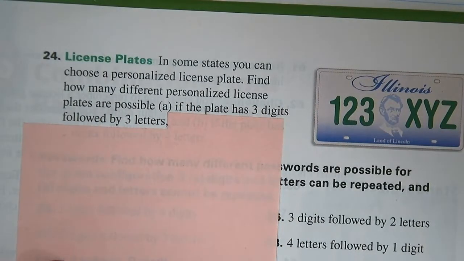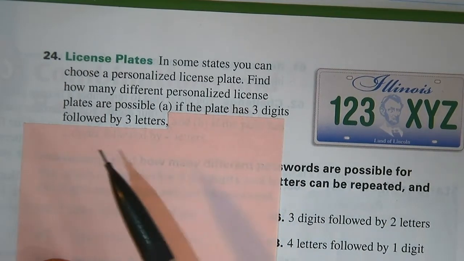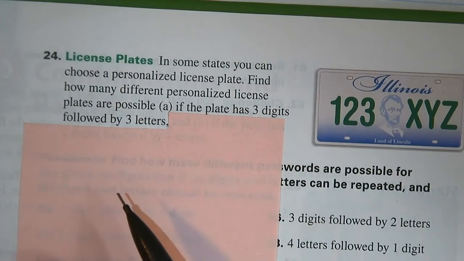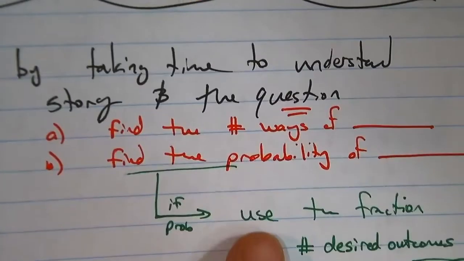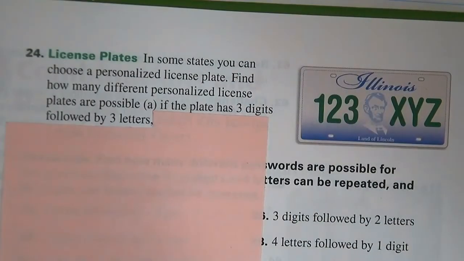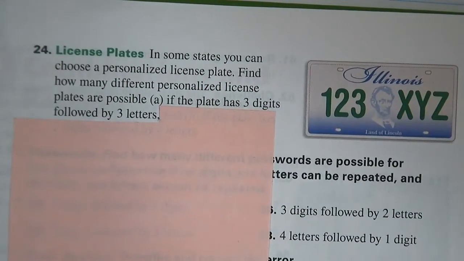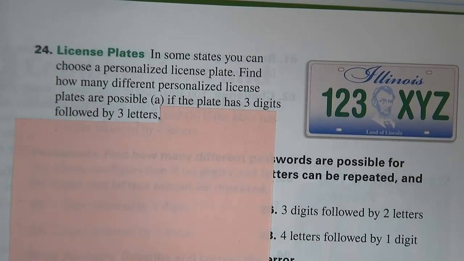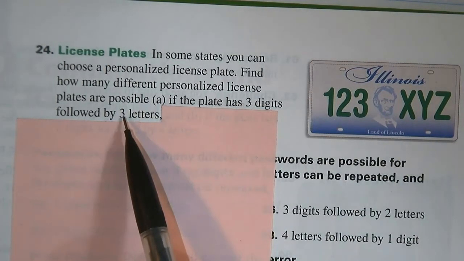So this is not a probability question. It doesn't say find the probability of something. It wants to know how many license plates are possible. So this is a counting question. So when it comes to our little outline here of different questions, the first thing I need to make sure is that I understand that this is not a probability question. I'm not using this fraction, all right? Instead, what I'm going to do is jump ahead to figuring out what's important here. Well, I think what's important as far as numbers and things are concerned is that I'm going to have 3 digits, 1, 2, 3, followed by 3 letters.